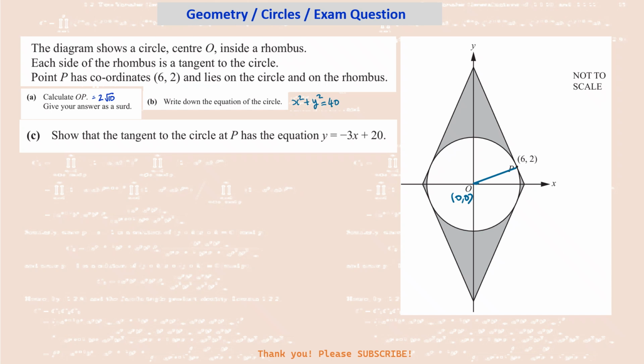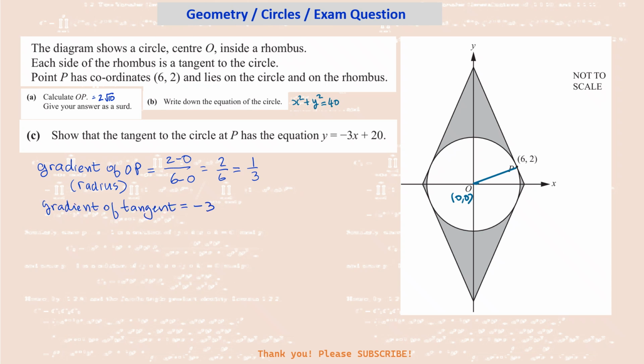So there's one thing we know, that the tangent is perpendicular to the radius, and we use this property to find the equation of the tangent. The gradient of OP, which is a radius, would be 1 over 3, and the gradient of the tangent then is -3 because they are perpendicular and the product of the gradients is -1. So the gradient of the tangent would be -3, and hence we can write the equation of the tangent as y = -3x + c, -3 being the gradient.